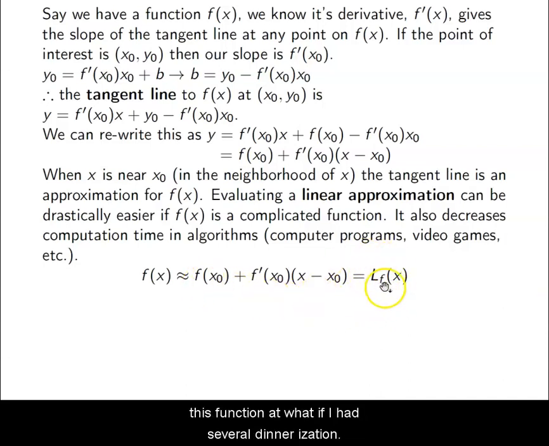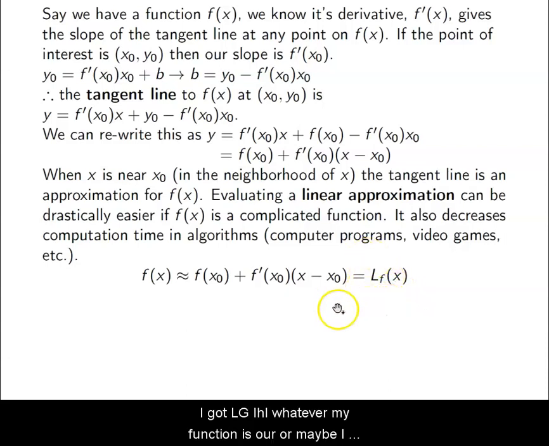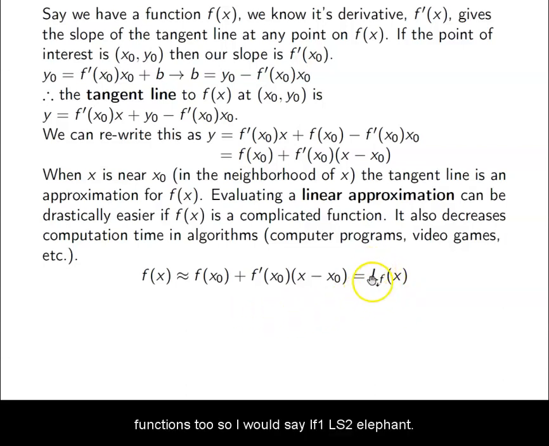What if I had several linearizations? Each function would have a different function name, so then I can have L_f, L_g, L_h, whatever my function names are. Or maybe I have several functions like f1, f2, f3, f4, so then I have a linearization for function 1, a linearization for function 2, so I would say L_f1, L_f2, L_f3, etc.